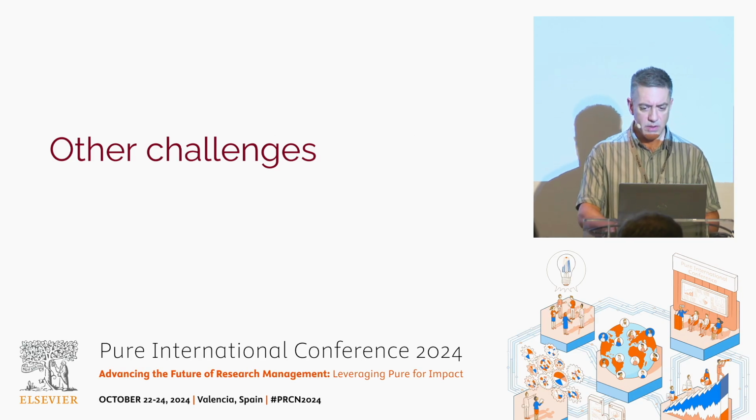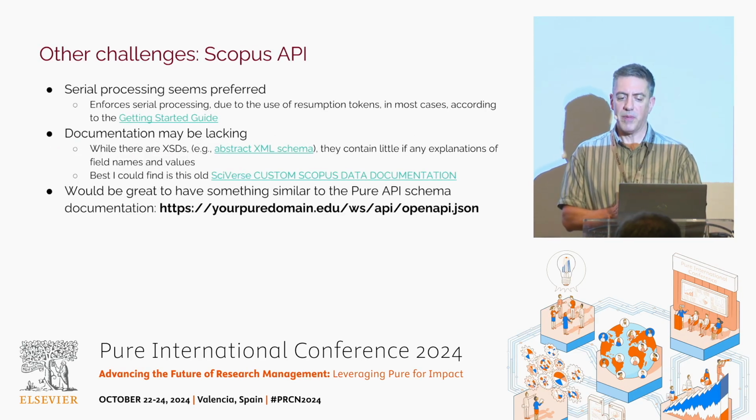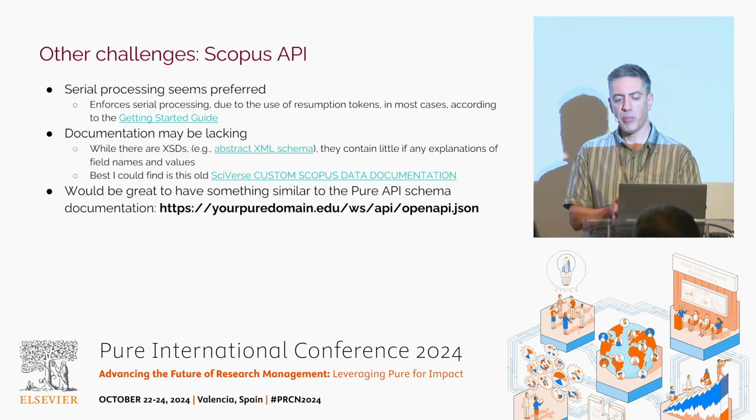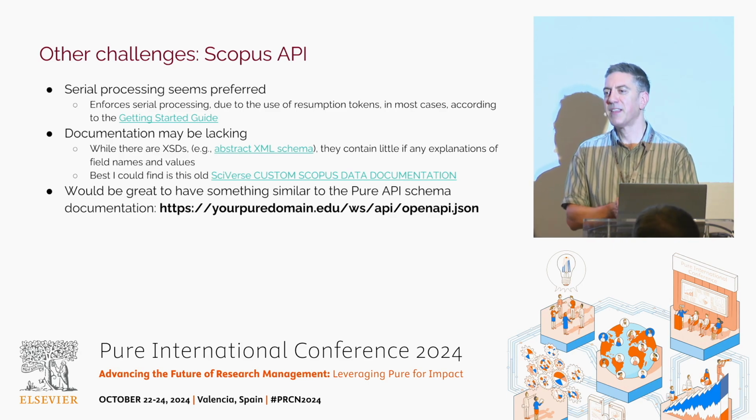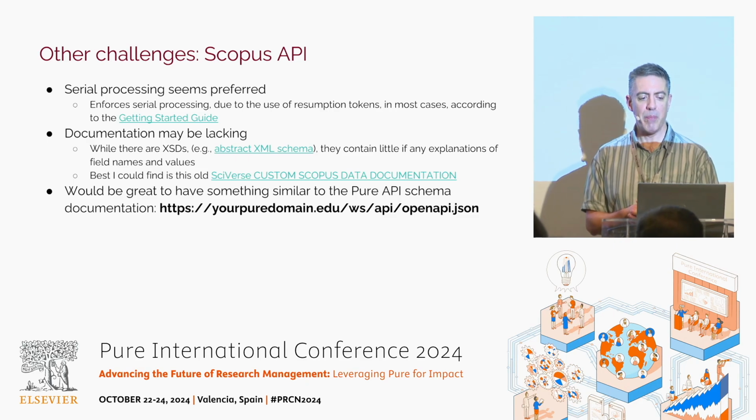So let's quickly talk about maybe some other challenges. And this one, a little feedback for Elsevier maybe, is that I don't like that the Scopus API seems to force you to use serial processing most of the time. So I'm not able to use asynchrony as robustly as I'd like.